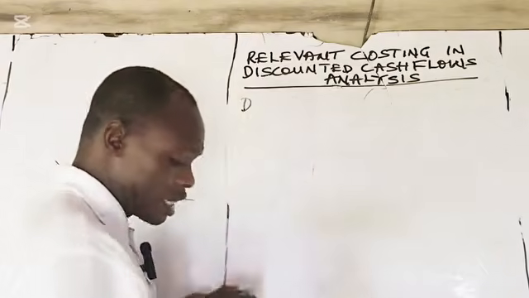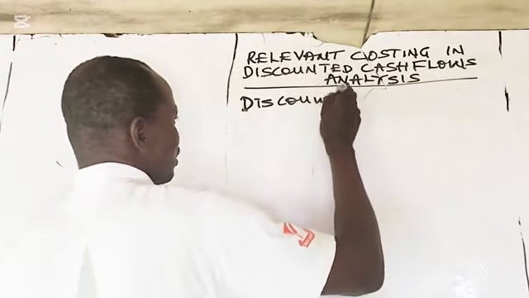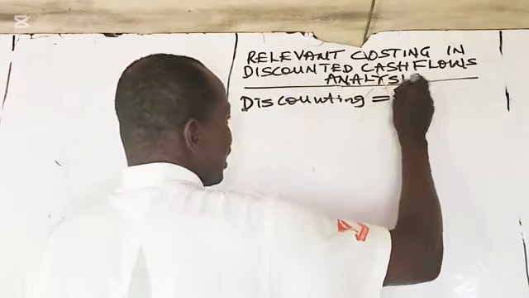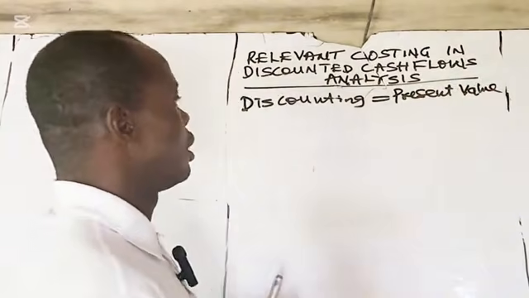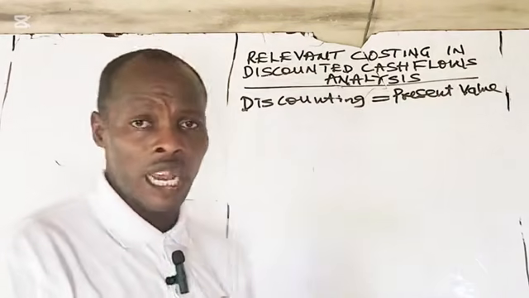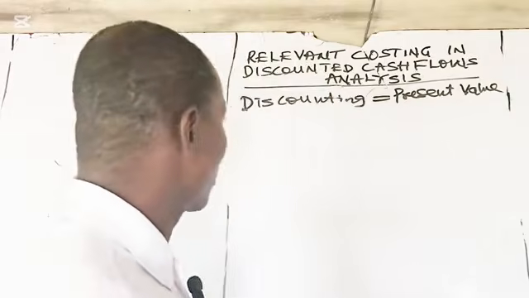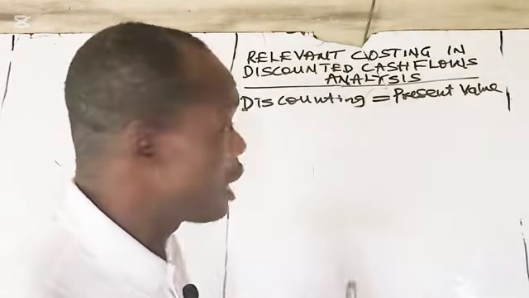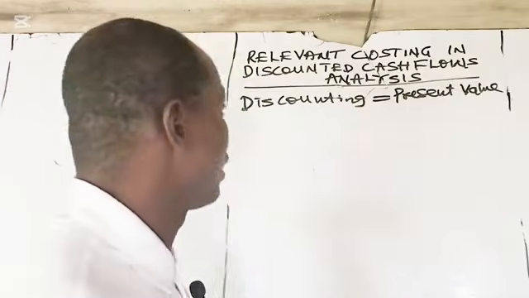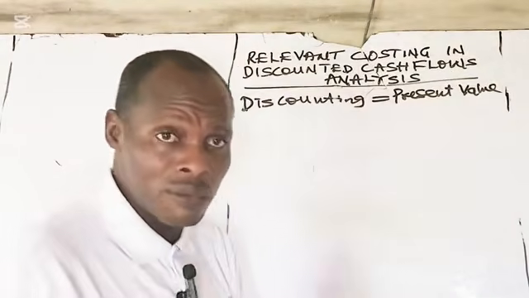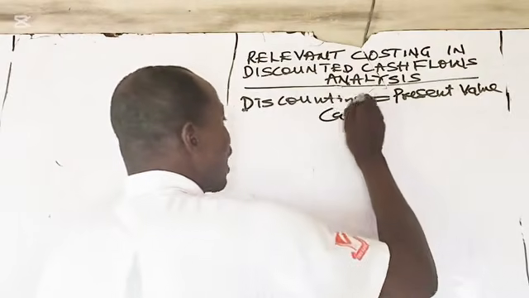So the word discounting means the calculation of present value. Discounting means present value. So if you discount your cash flows, it means you calculate the present value of those cash flows. The essence of discounting is to account for the time value of money, because what a dollar can acquire currently, that same dollar may not acquire a year after. So in order to account for the time value of money, that is why the cash flows need to be discounted.